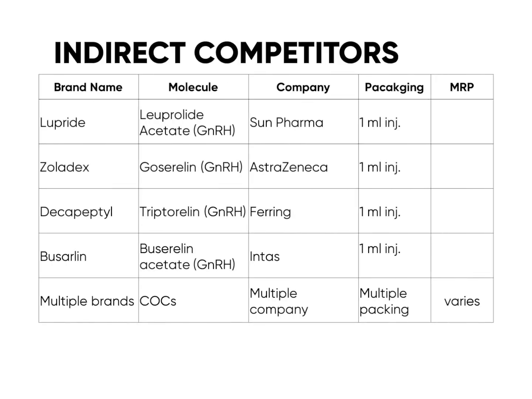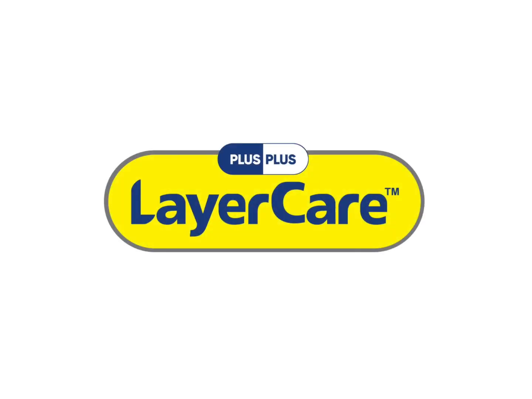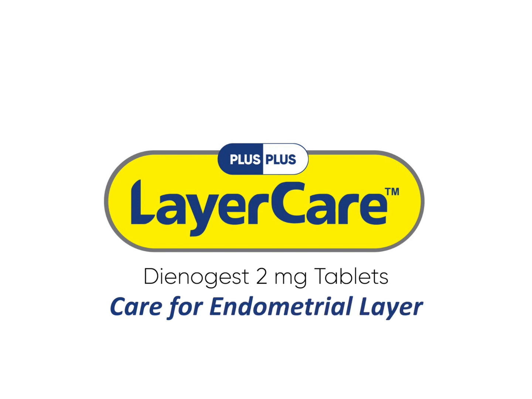Here is a table showing indirect competitors in the form of OCs, GnRH, androgens, and other types of progestins. Plus Life Sciences introduces LayerCare for suspected and confirmed cases of endometriosis. It contains Dienogest 2 mg. LayerCare, care for endometrial layer.